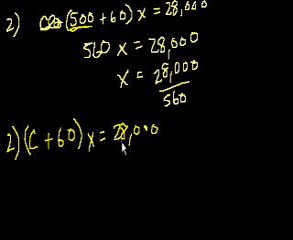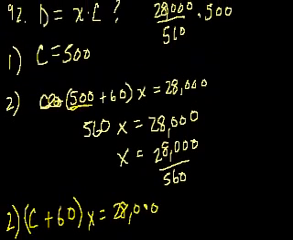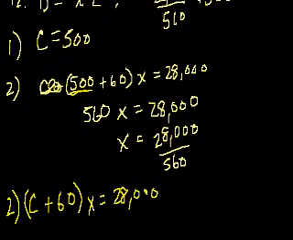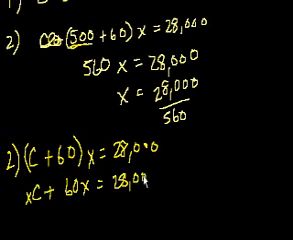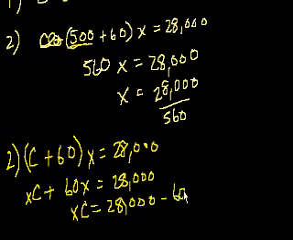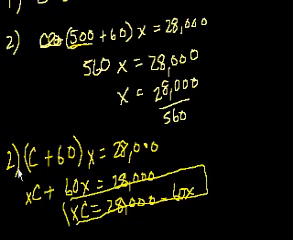Right. This alone is not enough, because you don't know what x or c is, and at the end of the day you need to know what x times c is. X times c is our goal. So if you distribute this out, you get xc plus 60x is equal to $28,000, and you get xc is equal to 28,000 minus 60x. So this is as much information as you can glean just from statement number 2.